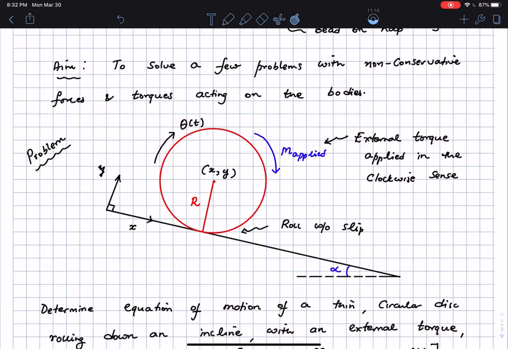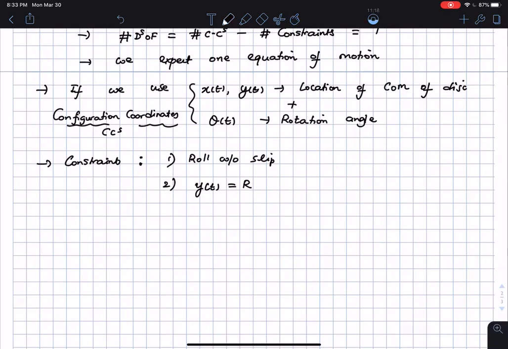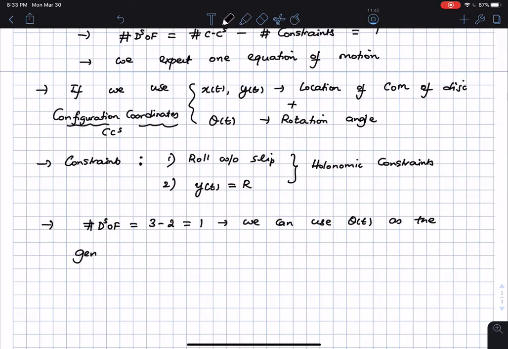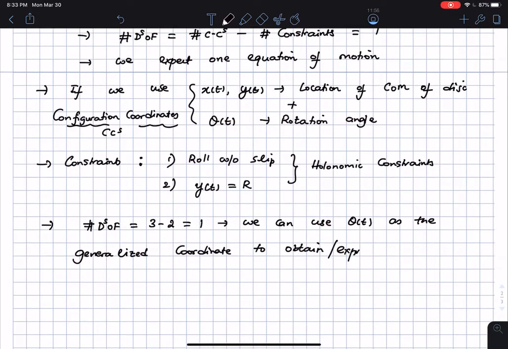All right, and so once we do that, we come back here and say, okay, these two constraints are all holonomic constraints, which means that the number of degrees of freedom is 3 minus 2, because I have two constraints, which is 1, and we can use theta of t as the generalized coordinate to obtain or express the equation of motion, since the system is holonomic.